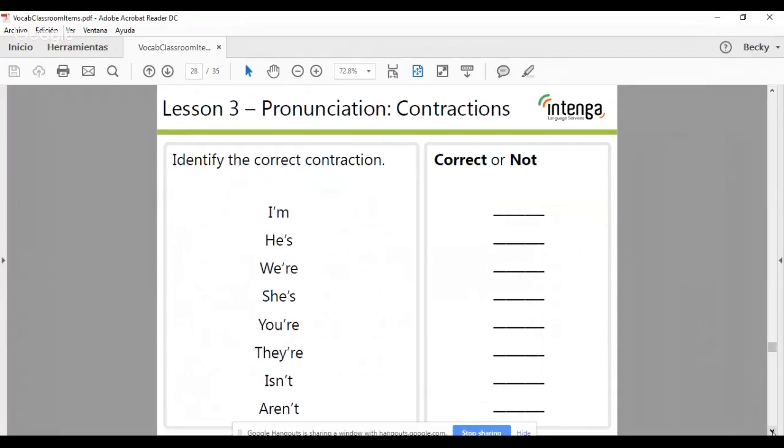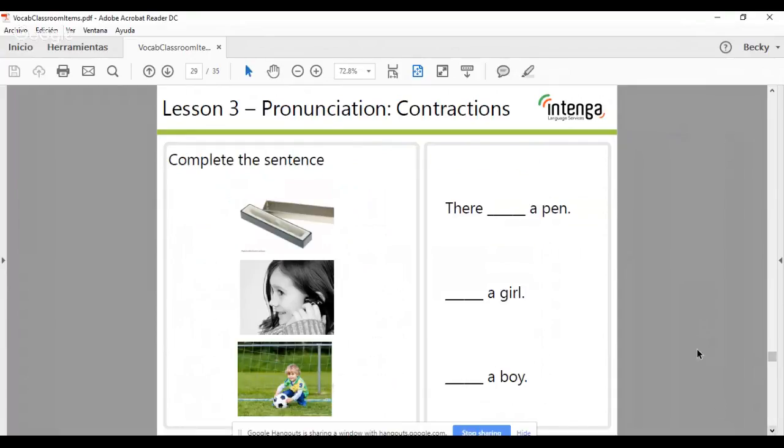No. Okay. Here we go. So, pen. We have a pen here, a girl and a boy. So, how would you complete this sentence? And of course, there are other ways to do this. There is a pen. Yep. Or there's a pen, right? So, how would you write this sentence? Could you do that in the chat box?